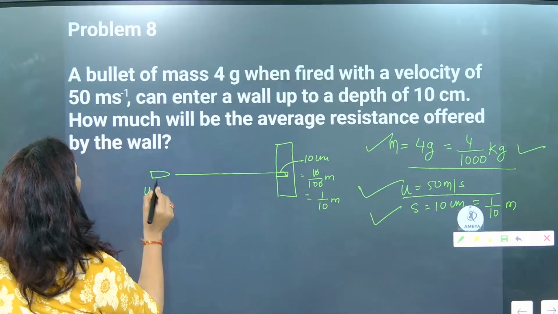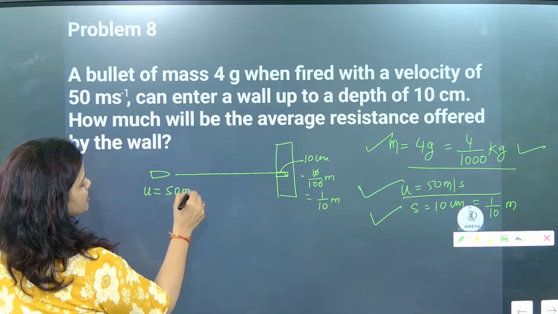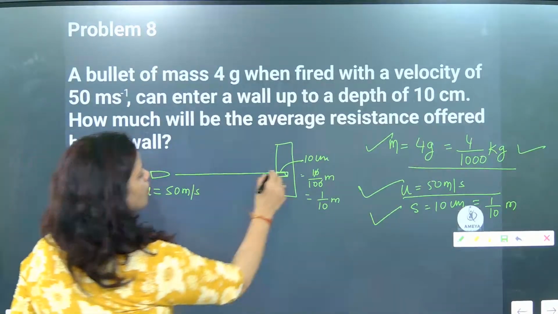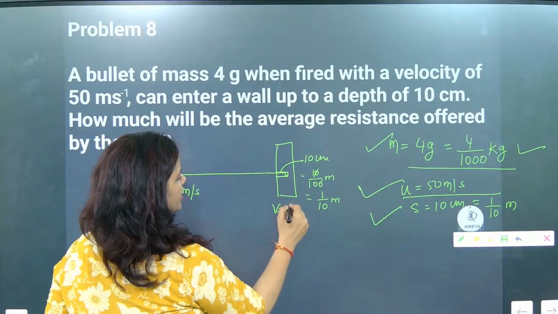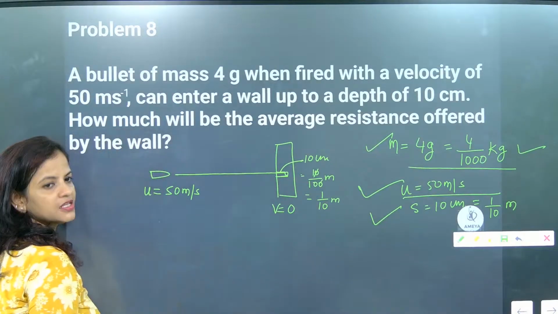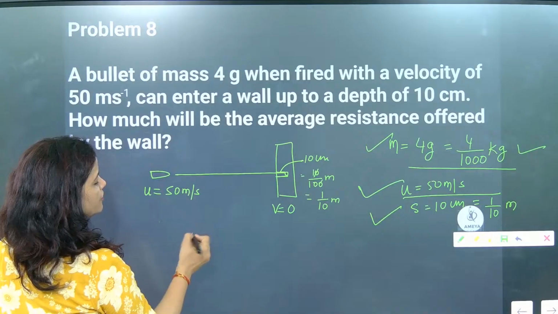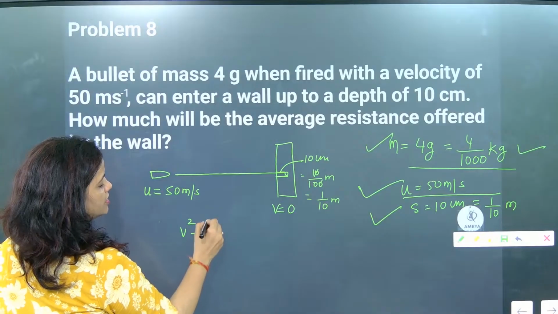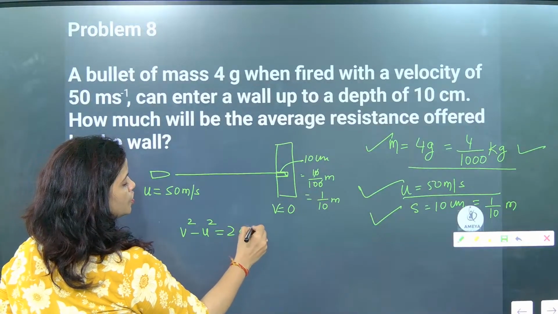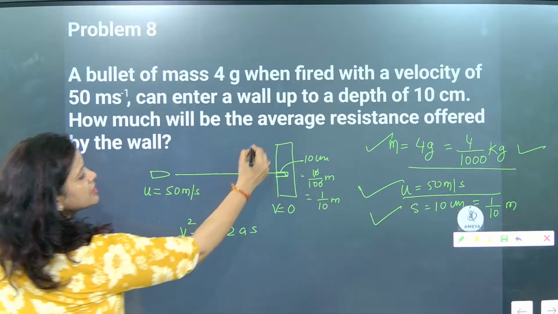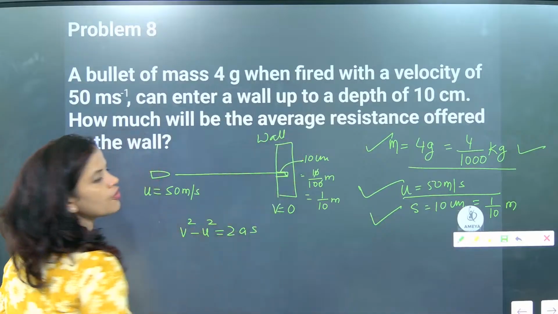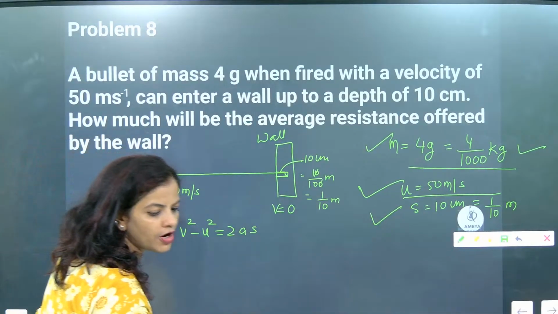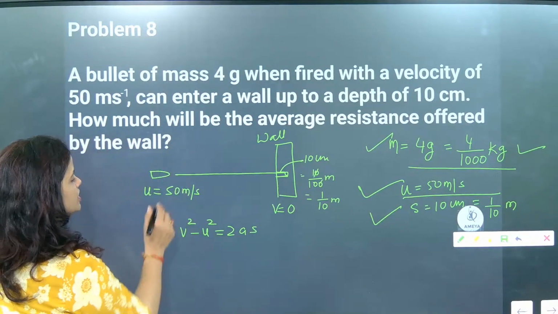The initial velocity of the bullet with which it is released is 50 meter per second. What is the final velocity? After hitting the wall, the velocity will become 0. So which equation of motion will we use? V square minus U square is equal to 2AS. Are you understanding? Since this is the wall, beta, and this wall is offering resistance. This wall is offering what? Resistance. Now after this, what will we do, beta?